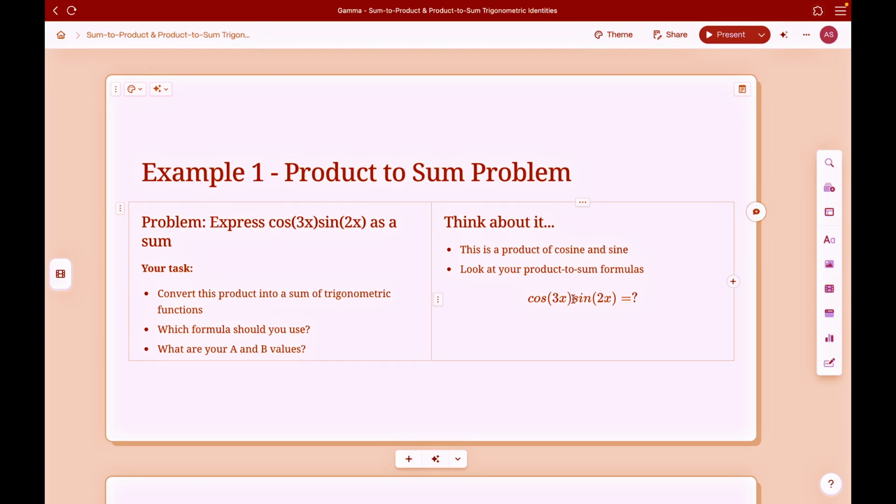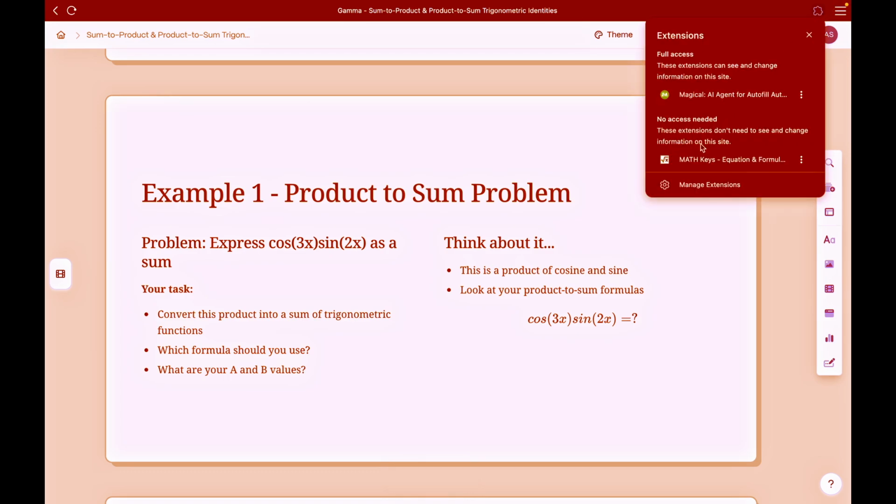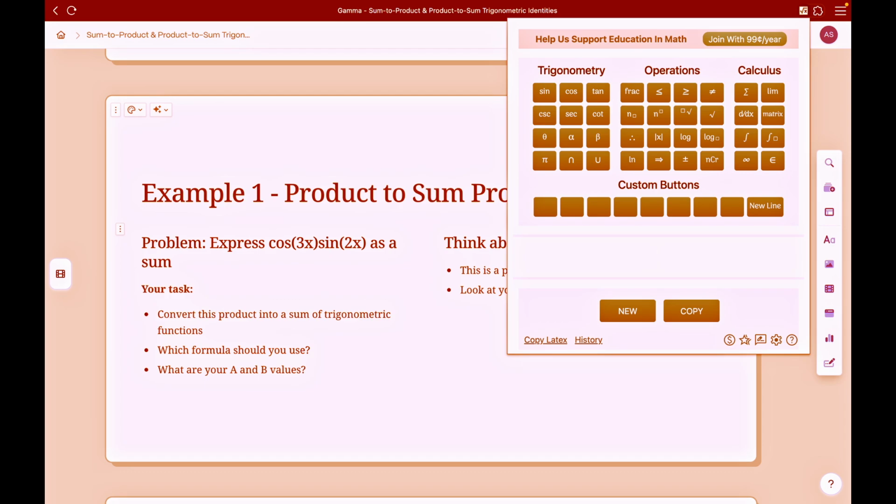Now, it's cosine 3x times sine 2x, and since this is cosine and sine, the formula would be 1/2 of sine a plus b minus sine of a minus b. If we write that down over here, we get 1/2 of sine a plus b, then minus sine of a minus b.